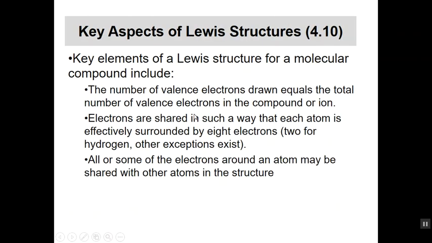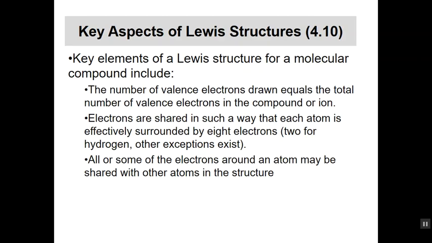So let's think about this Lewis structure idea. The Lewis structure gives us a little bit of an idea of how things bond together. It also gives us an idea down the road of what the shapes of molecules look like and what some of their properties will be. A key thing to remember in drawing a Lewis structure, very similar to ionic compounds, is that the number of valence electrons drawn has to equal the total number of valence electrons in the atoms involved.